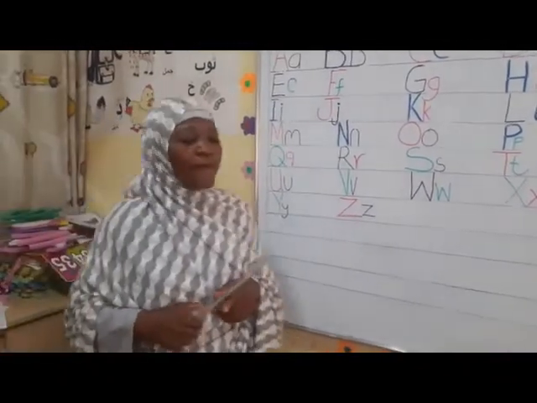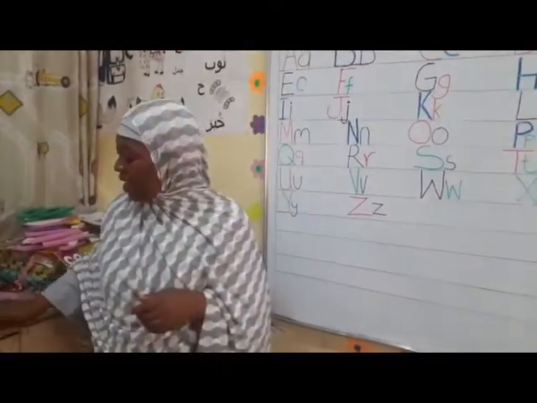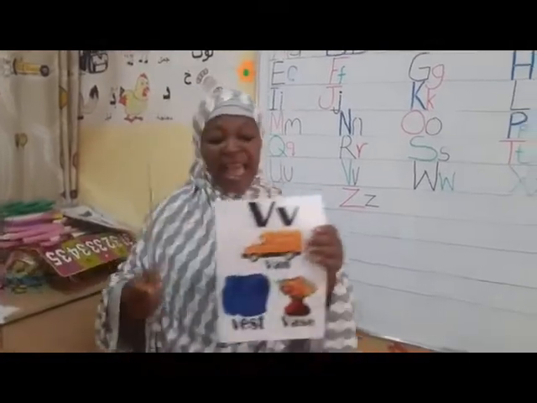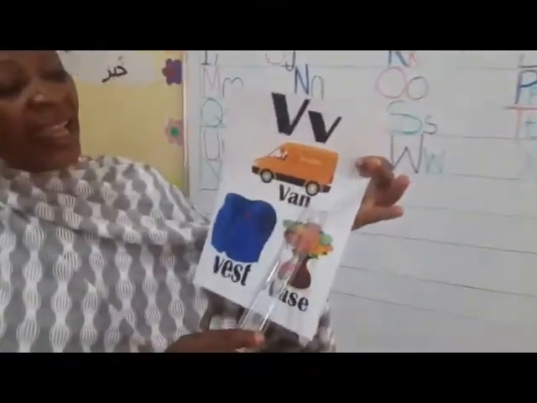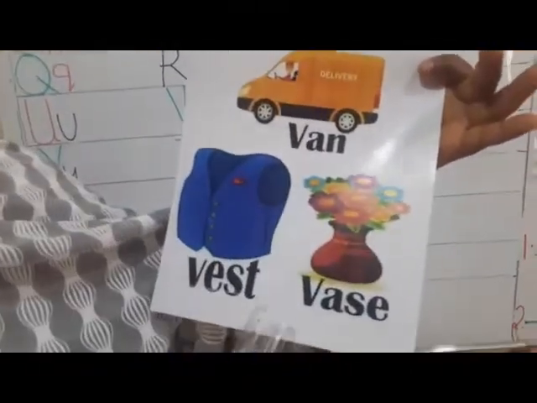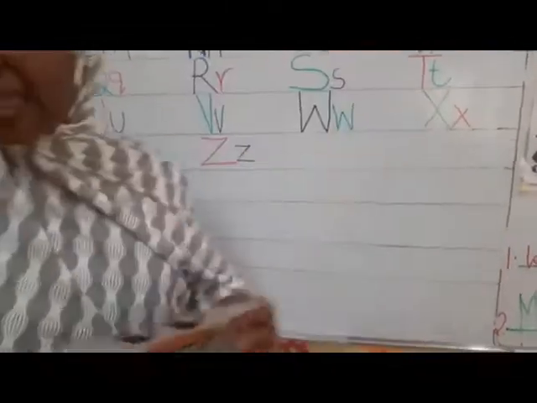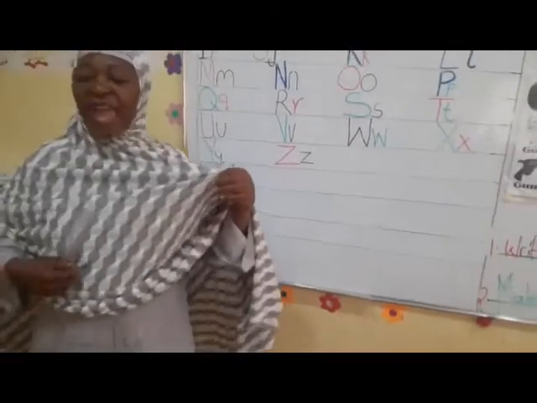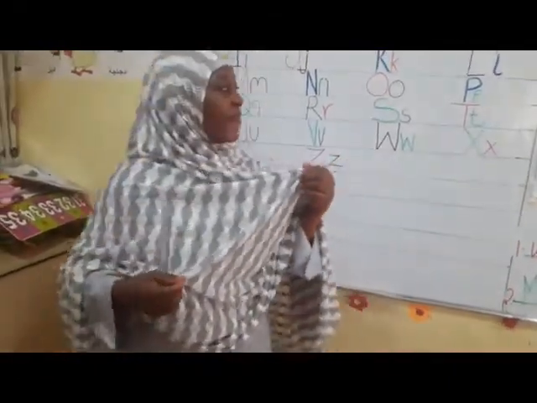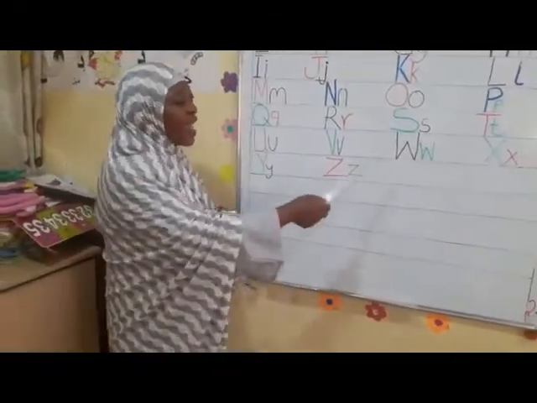Again. As in van. As in vest. As in vase. Your flower vase at home. As in veil. Very good. The next letter is what?